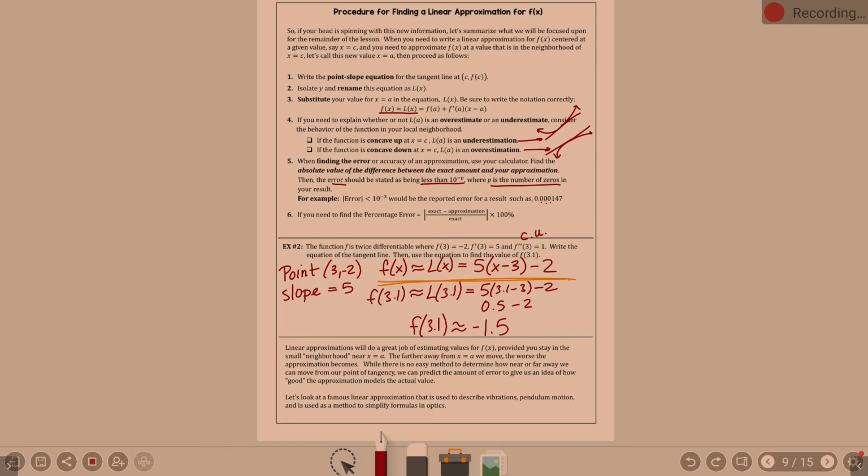Linear approximations are going to do their job for estimating values, provided you stay in that small neighborhood, so you have to stay close. The farther away we move, the worse the approximation becomes. We can predict the amount of air we talked about by using our formula there.